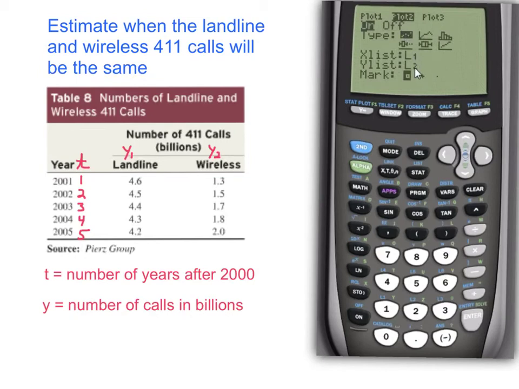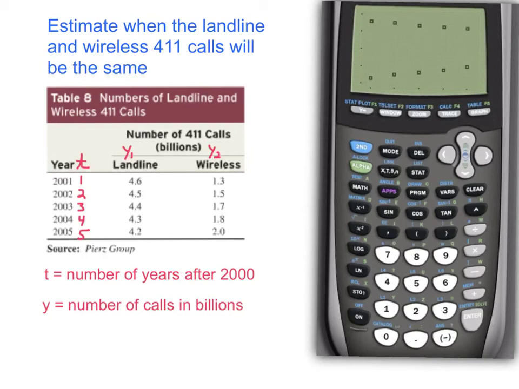Now I want that to go L1 and L3. So that L2 has to get changed to an L3. If you do second and then the number 3, it'll change it to the L3. And then if we do a zoom 9, it'll graph both sets of data together. So that gives you a pretty good picture that they both look like they're more or less straight line patterns, and they will cross at some point out in the future. They haven't crossed yet, but one's decreasing and the other one's increasing, so we should be able to find that they cross.